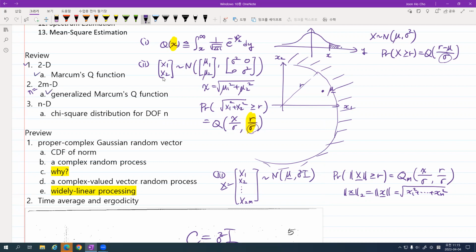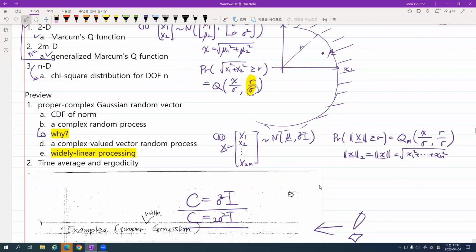and here goes. So these three quantities: Q function, Markham's Q function, generalized Markham's Q function. They are all loved by communication engineers, and today I'm going to talk more about that when I talk about why we need complex random variables and processes. Now, statisticians love the first one, and it is slightly different, but almost the same thing.